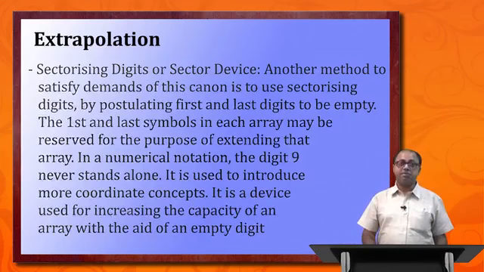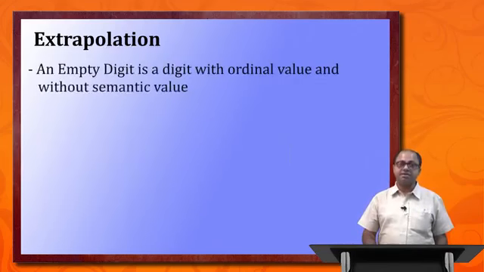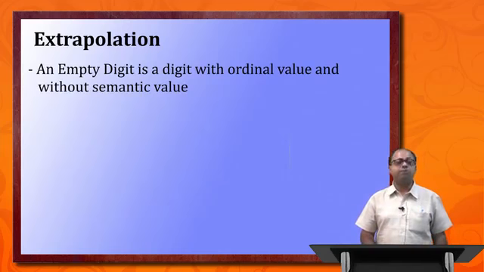Now, what is empty digit? An empty digit is a digit with ordinal value and without semantic value. Empty digit একটা ordinal value থাকবে, means positional value, but it will have no semantic value. For example, যেটা just আগেই দেখালাম, যে it is a device used for increasing capacity of an array with the aid of an empty digit.